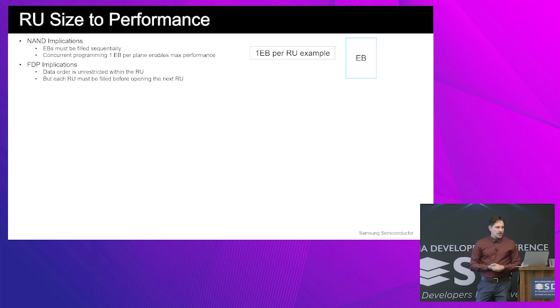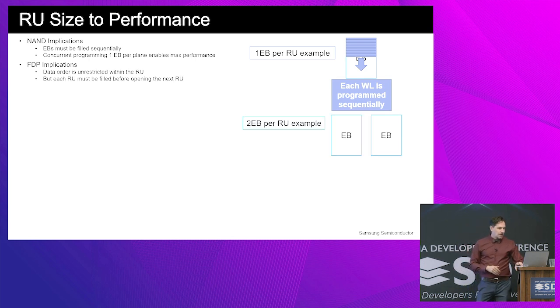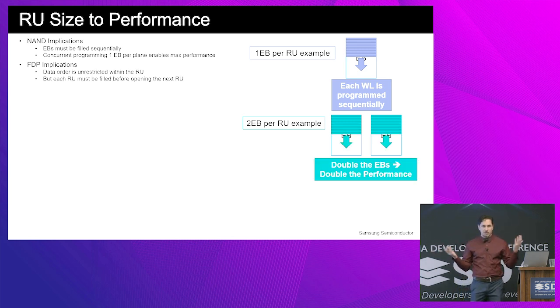So just diagramming it out, here's one erase block per RU example, and when we as a drive vendor are filling this RU, we're going to have to program in every single word line, and we're gated by the speed of that program. So we end up filling it up pretty slowly. But if we move over to the die stripe example, we have two erase blocks, we can double our performance.